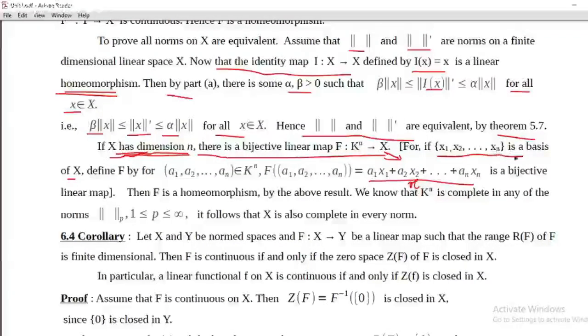അപ്പോൾ x1, x2, etc., xn be a basis of X. Now we can define, for any a1, a2, etc., an in Kn, f of a1, a2, etc., an is equal to a1 x1 plus a2 x2 plus etc. plus an xn. Clearly this belongs to some element x in X.